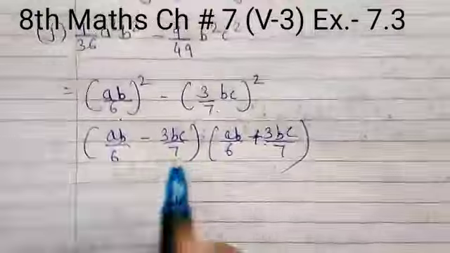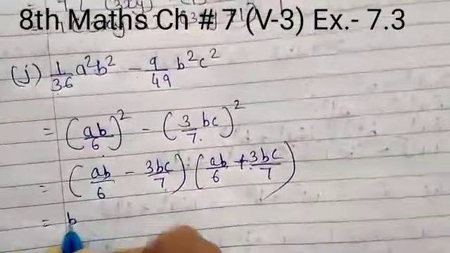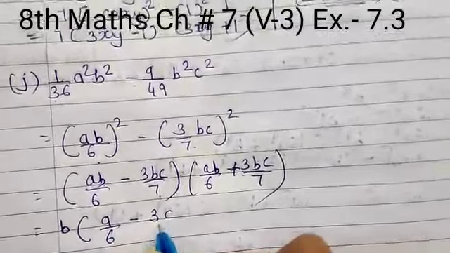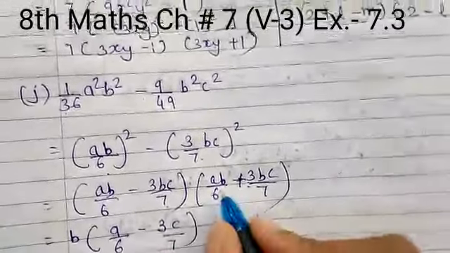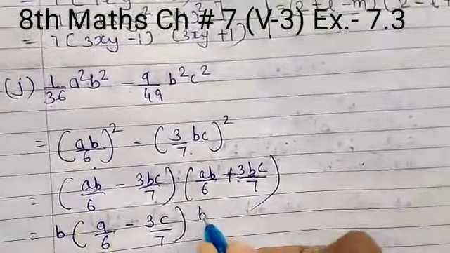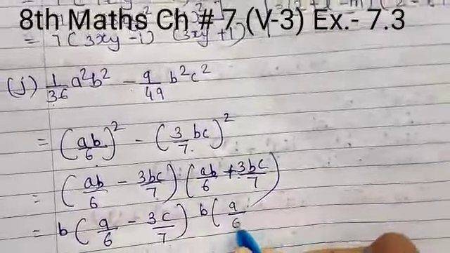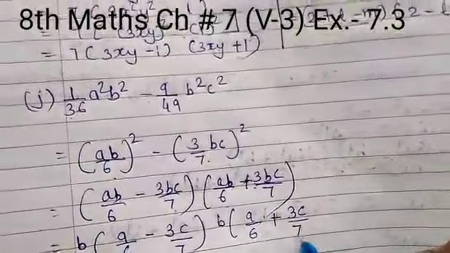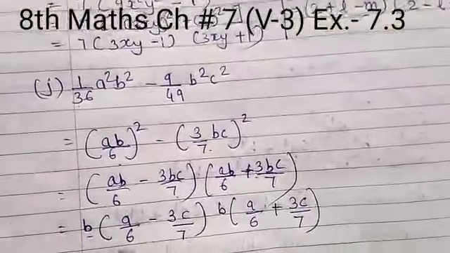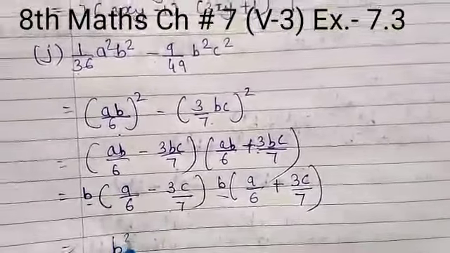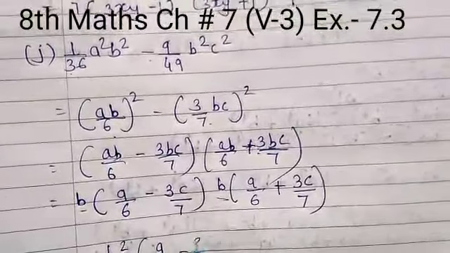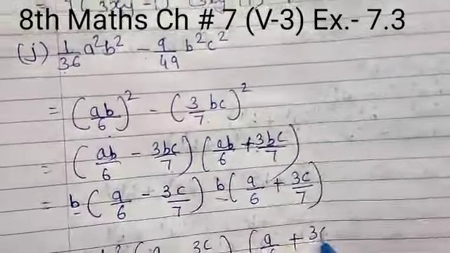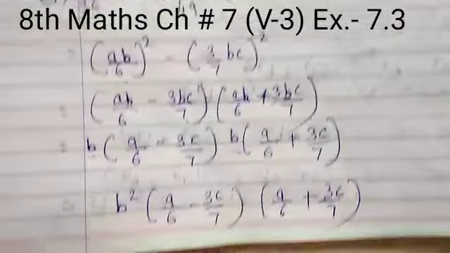But students, here b is common, so we are taking out b as a common. So what is remaining? a/6 − 3c/7. Similarly here also b is common, so we are taking out b as a common, remaining a/6 + 3c/7, right? So what is remaining? b and b become b², (a/6 − 3c/7)(a/6 + 3c/7). That is our final answer now.